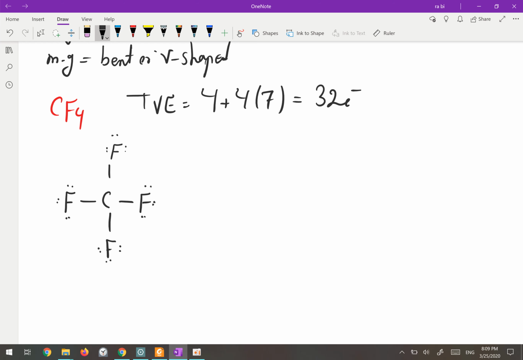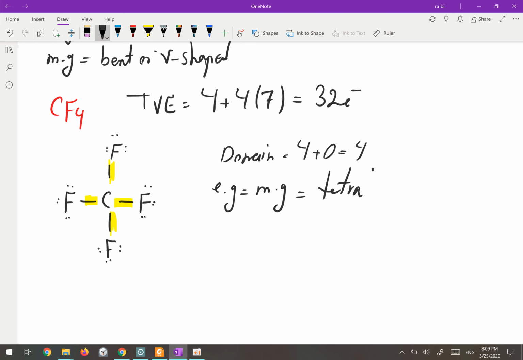Okay, now how many domains do we have here? 4 domains, as you can see here. 1, 2, 3, 4. So the domain is 4. Electronic geometry and molecular geometry is the same because you have 4 bonds and no lone pair. So in that case, both of them are tetrahedral.